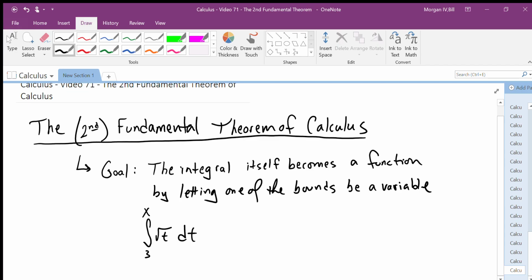In other words, where we've been doing these definite integrals with a constant as a lower bound and a constant as the upper bound, we now have one of the bounds being a variable, meaning it can vary among different numbers. The question is, what does that mean regarding the area under the curve? Remember that this definite integral gives us the area under the curve. What happens now when I let one of the bounds be a variable?